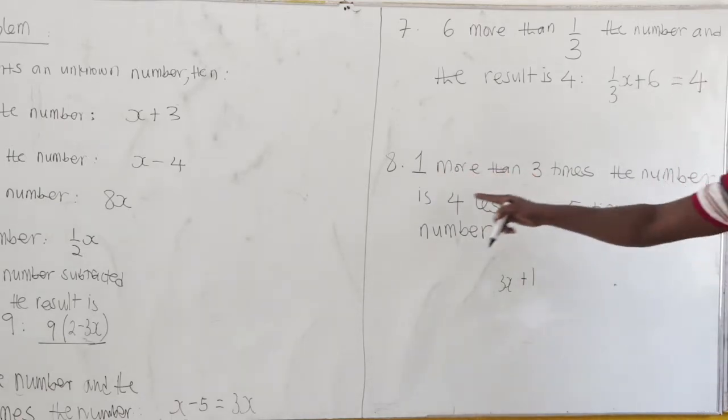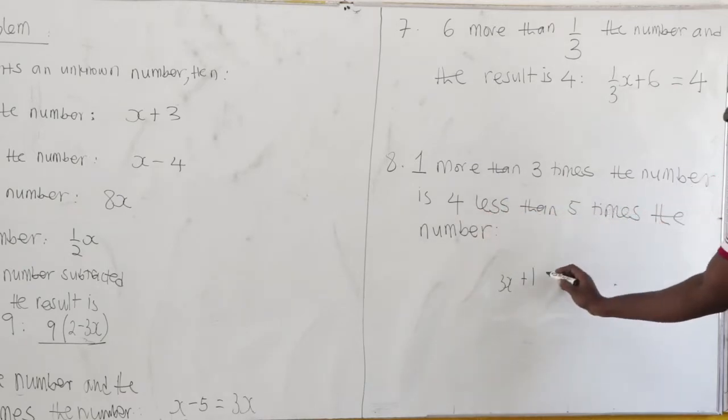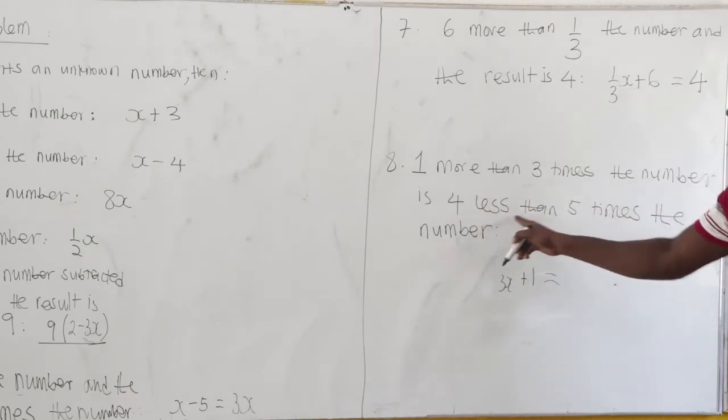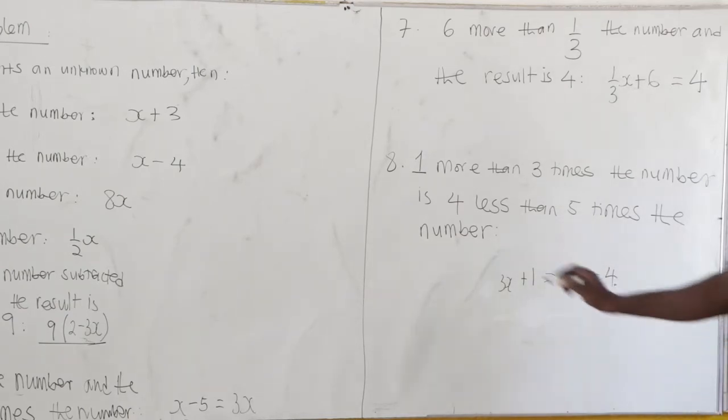3 times the number. The number is 4 less, so that is equal to 4 less than 5 times the number. That is 5x minus 4.